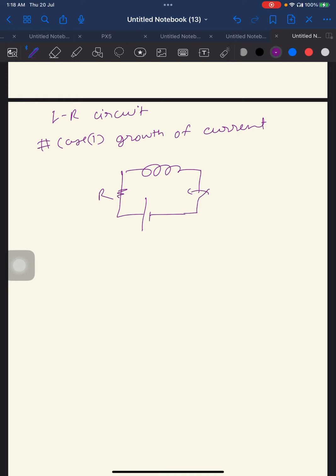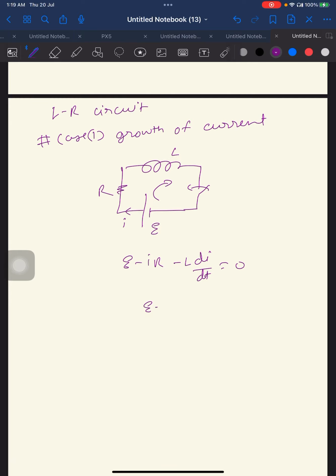As soon as you close the switch, some current will start flowing. You know the inductor will not let the current instantaneously become the full value. It is going to oppose. That is the property of an inductor. So if you write the KVL, it is E minus IR minus L dI by dt equal to 0. Then E minus IR is equal to L dI by dt. So dI by (E minus IR) is equal to dt by L.